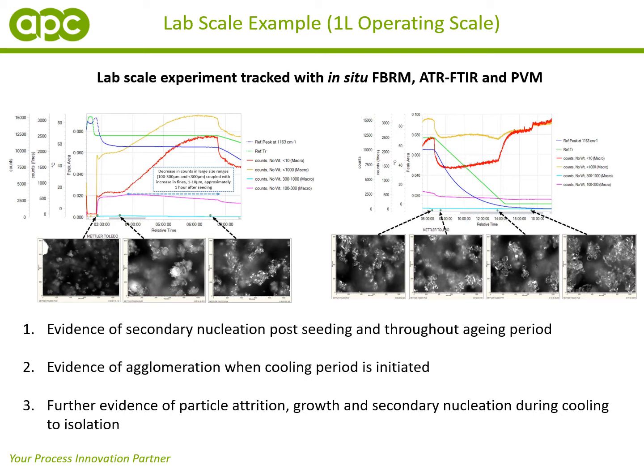So what was apparent in a typical lab scale run is that there was evidence of secondary nucleation post-seeding and throughout the aging period. There was some evidence of agglomeration, particularly when the cooling period towards isolation was initiated. And again, there was evidence of particle attrition, and some growth in secondary nucleation during the cooling to isolation.